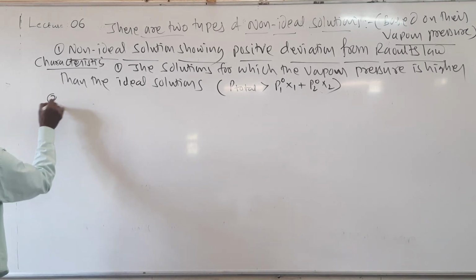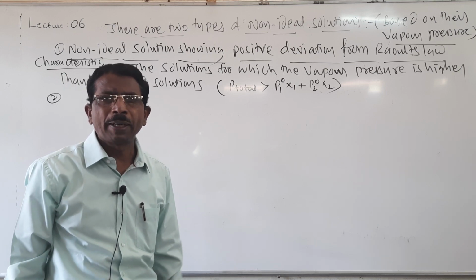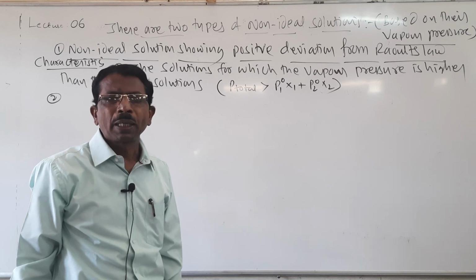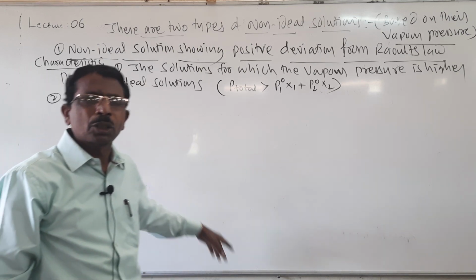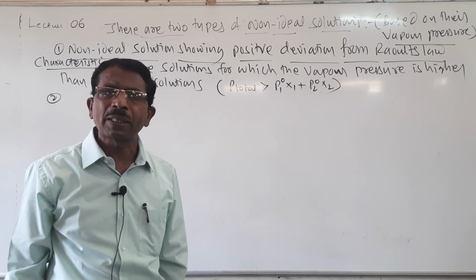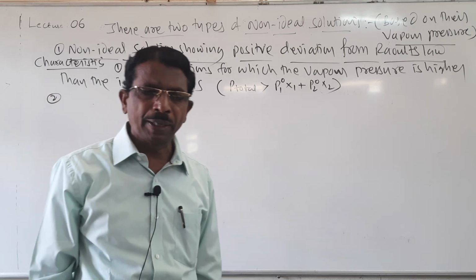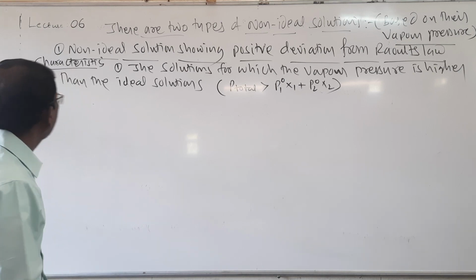Then the second one: when two components are mixed, the volume increases, and it shows positive deviation. And the third one, there is a change in enthalpy when both the components are mixed. So that's why it is called a positive deviation. So here, why does it happen? I will write here.